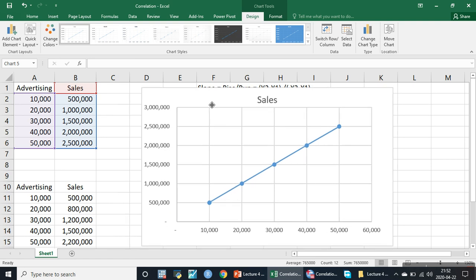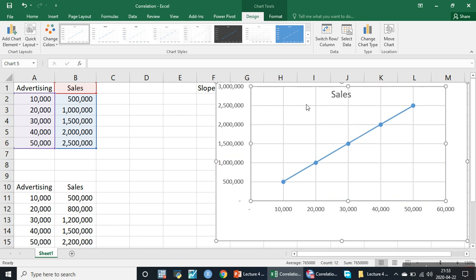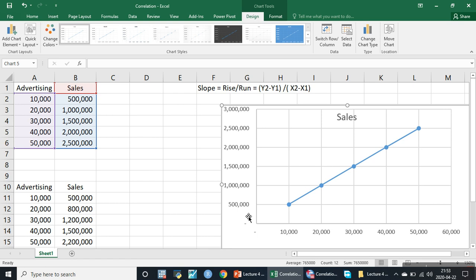So what is a perfect positive relationship? A perfect positive relationship is when there is a proportionate change between two variables. What is proportionate change? In proportionate change, the slope is constant. So what is actually slope? Slope means when there is a change in the x-axis, the y-axis also changes. So this is a slope.